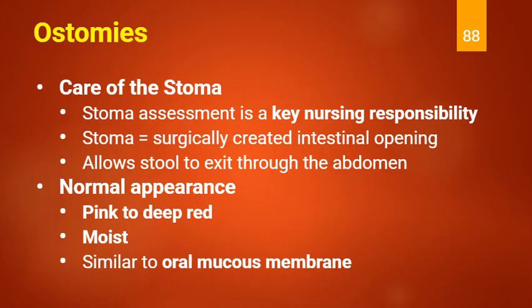Care of the stoma is an essential part of post-operative nursing management for patients who have undergone ostomy surgery. The stoma is the surgically created opening of the intestine through the abdominal wall that allows stool to exit the body. A healthy stoma normally appears pink to deep red, which indicates adequate blood supply. The tissue should resemble the mucous membrane inside the mouth, meaning it should be moist and healthy in appearance. During the healing process, the stoma may gradually decrease in size and become slightly less intensely colored, which is considered a normal part of recovery.